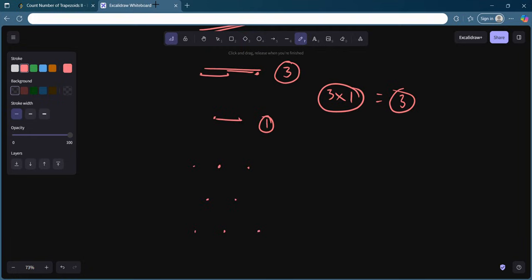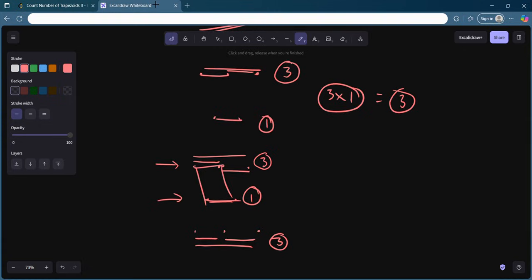So how many line segments can you take from this? There is 1, there is 2, there is 3. Same for this one, right? 1, 2, 3. So 3 line segments here, 3 line segments here, and here you get only 1 line segment. So using these two lines, you can create 3 into 1, as I had explained here, this many trapezoids.